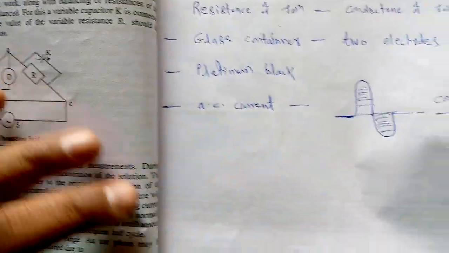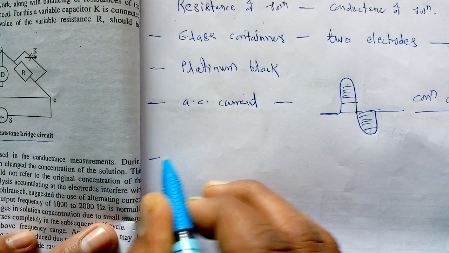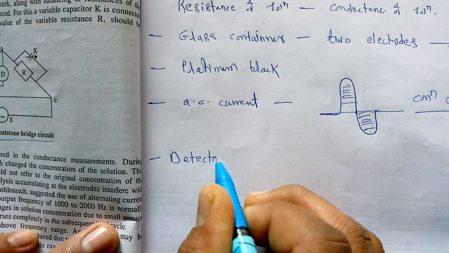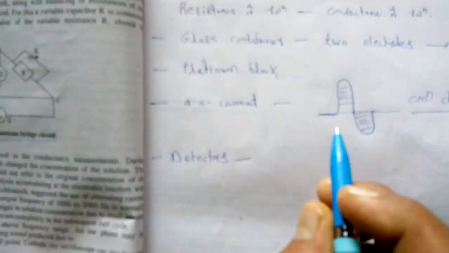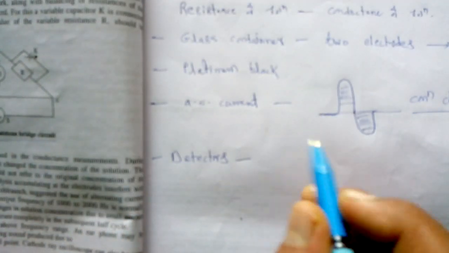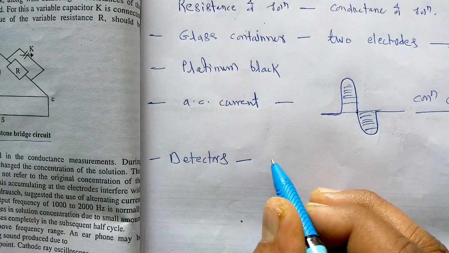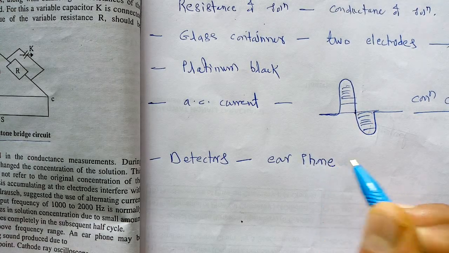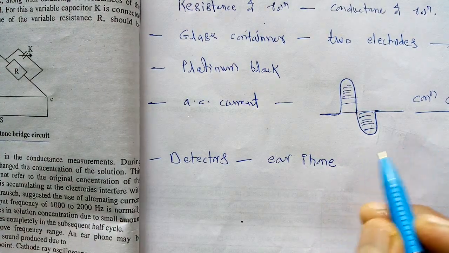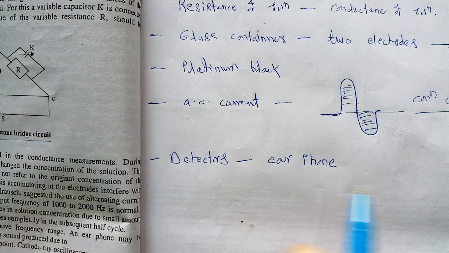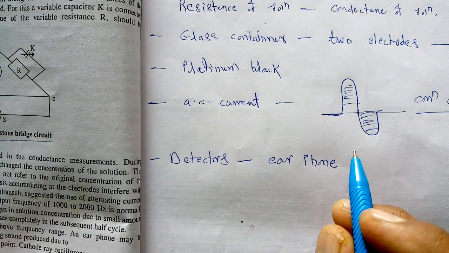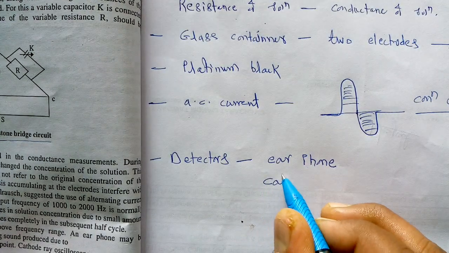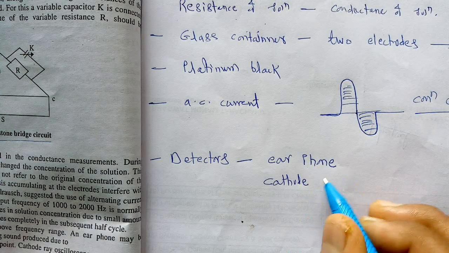For detection purposes in this Wheatstone bridge circuit, there are some common detectors. A common earphone may be used as a suitable current detector. Whenever high accuracy is required, we may also use a cathode ray oscilloscope.